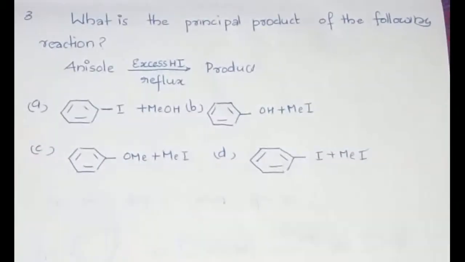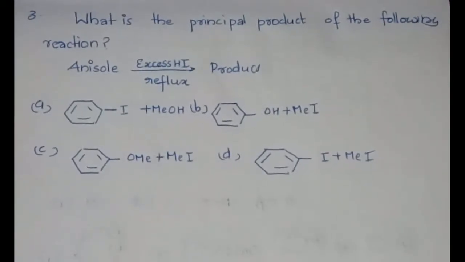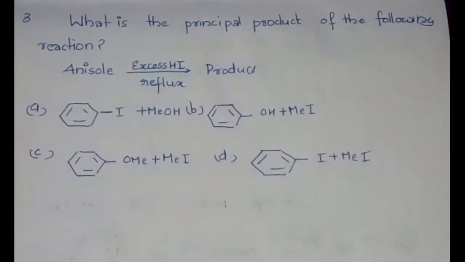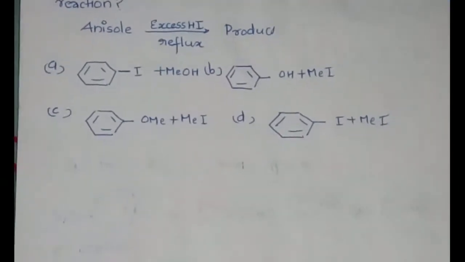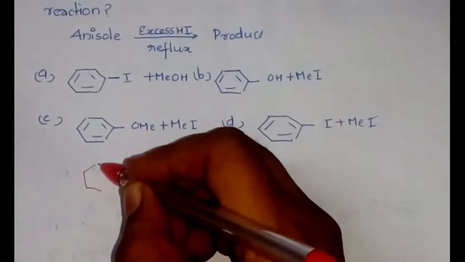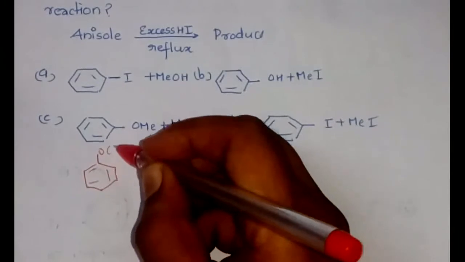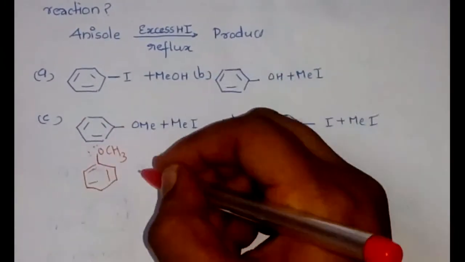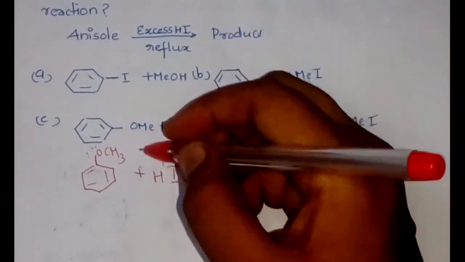The third question here is, what is the principal product of the following reaction? We have anisole, then excess hydrogen iodide, and we are also heating. Now let's see what the product would be. We will check the mechanism as well. Anisole can be written like this, OCH3, and there are lone pairs of electrons on oxygen, and we are giving HI. HI can be written as H plus and I minus.